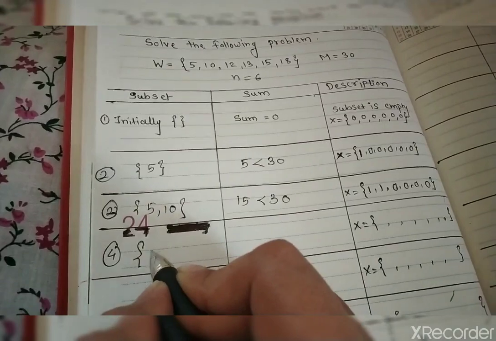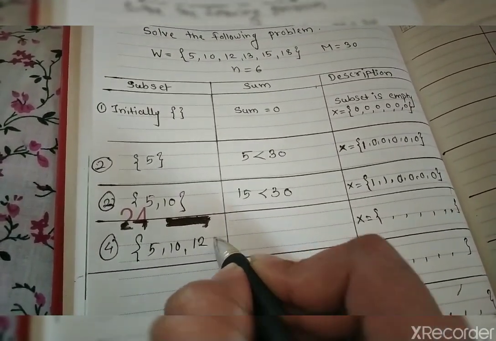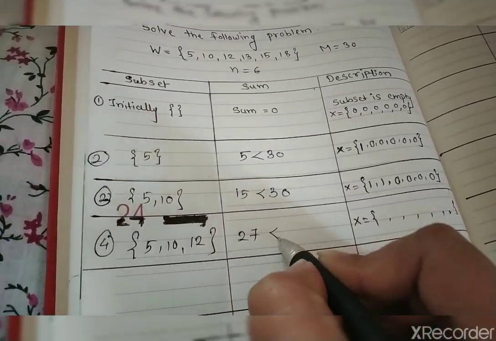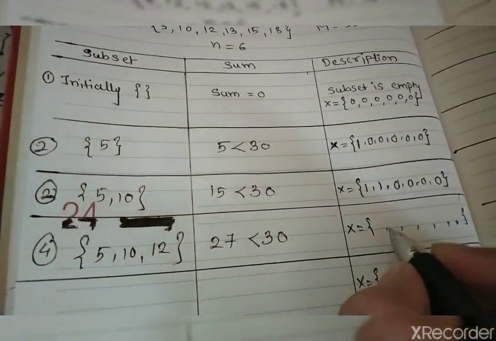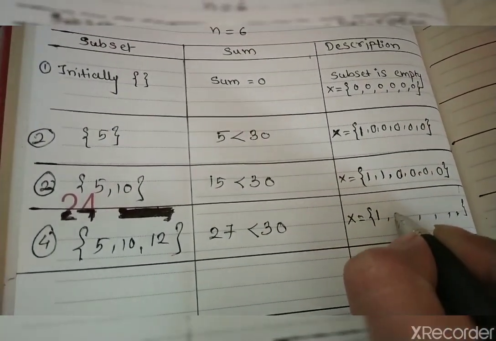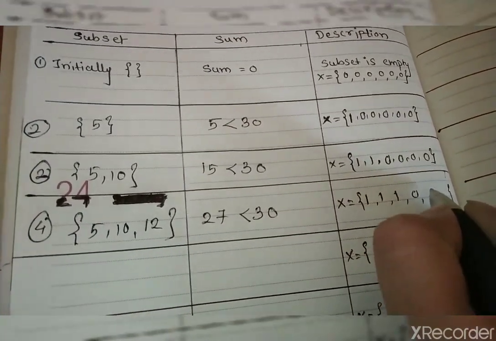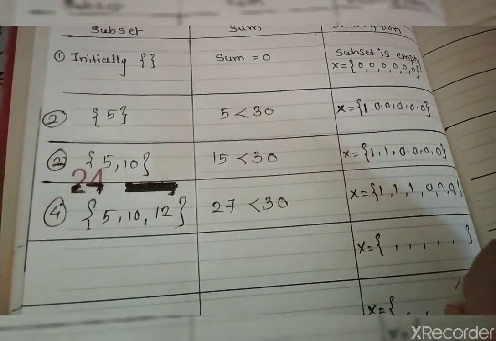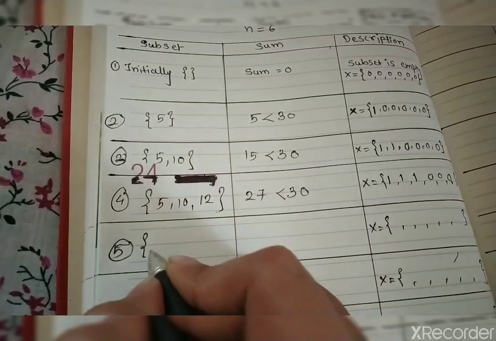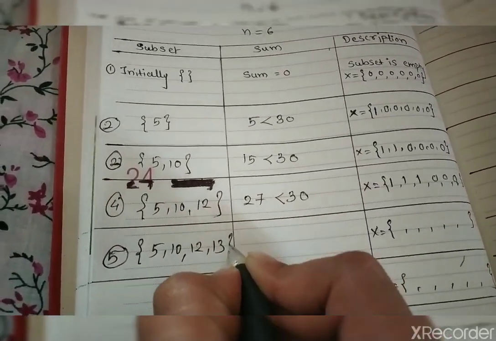Now we'll go for the next one. Here we are going to consider 5, 10, 12. So here the addition is 27, which is less than 30. So we are going to add all the 3 numbers to the solution vector. The associated values will be set to 1 and the rest all will be set to 0.